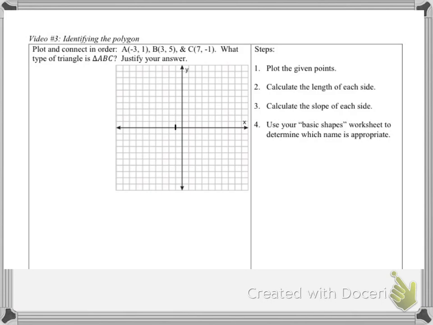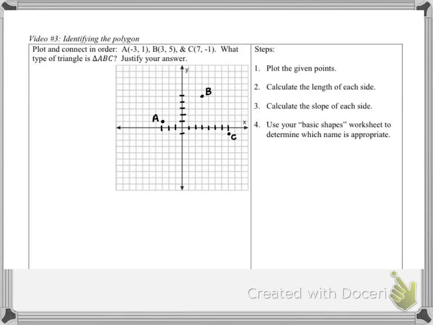So I've got negative 3, 1. That's A. Then I've got 3, 5. 1, 2, 3. 1, 2, 3, 4, 5. That's point B. And then 7, negative 1. So 3, 4, 5, 6, 7, negative 1. That's point C. Okay, so I definitely have a triangle here.